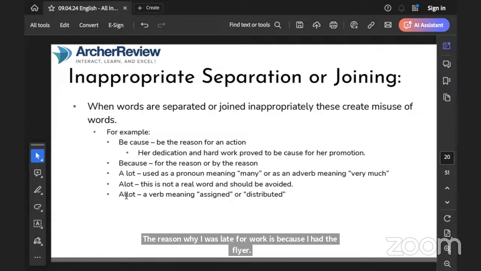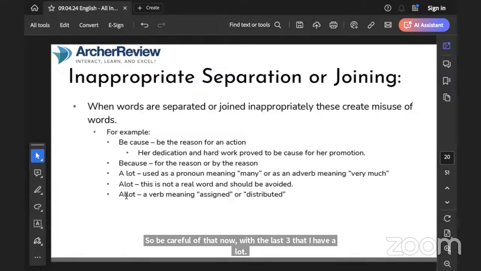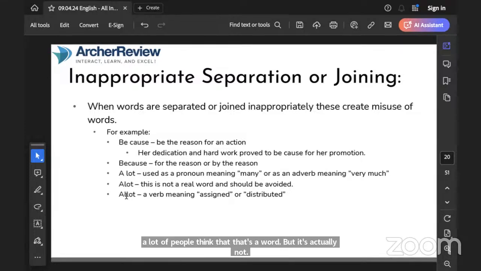Now, with the last three that I have, a lot, A space LOT. This is used as a pronoun when you have A space LOT. That's when you're using it as a pronoun meaning many, or it can be used in the sentence as an adverb to mean very much. If I were to put the two together, ALOT, that's actually not a real word. Did you know that? Yep. A lot of people think that that's a word, but it's actually not. So you shouldn't use it because it technically doesn't exist.